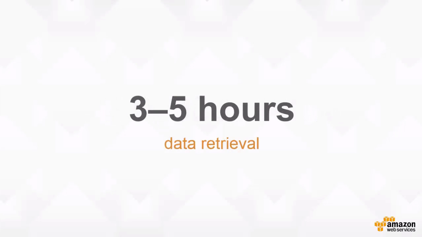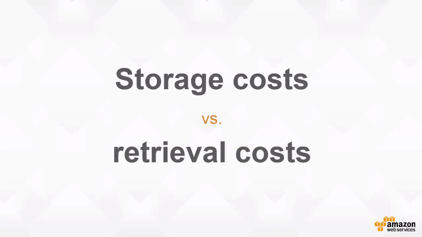In contrast to S3, the data in Glacier needs 3 to 5 hours to retrieve. If you want to retrieve your data, you send a request, and then we will notify you when it's there, ready to be downloaded. It's also important to consider the retrieval costs of Glacier. If you're accessing your data frequently, it could almost be more economical to store your data in S3, as we charge you retrieval costs for Glacier. You have up to 5% of your data per month available to retrieve free of cost, and anything above that we will charge you.